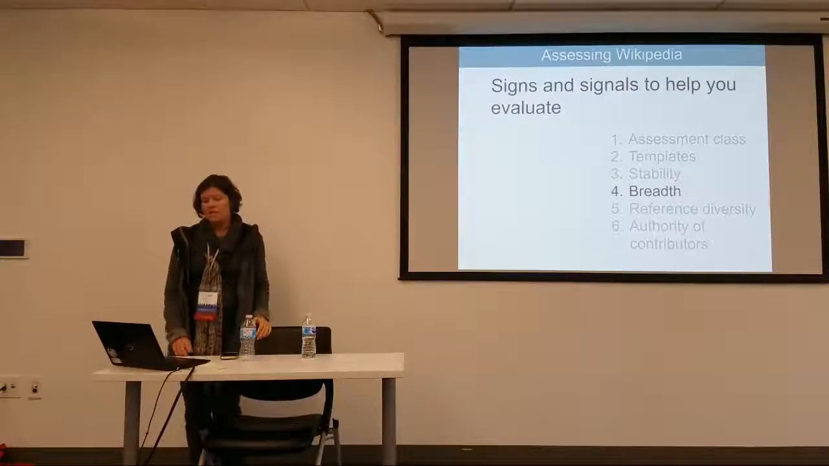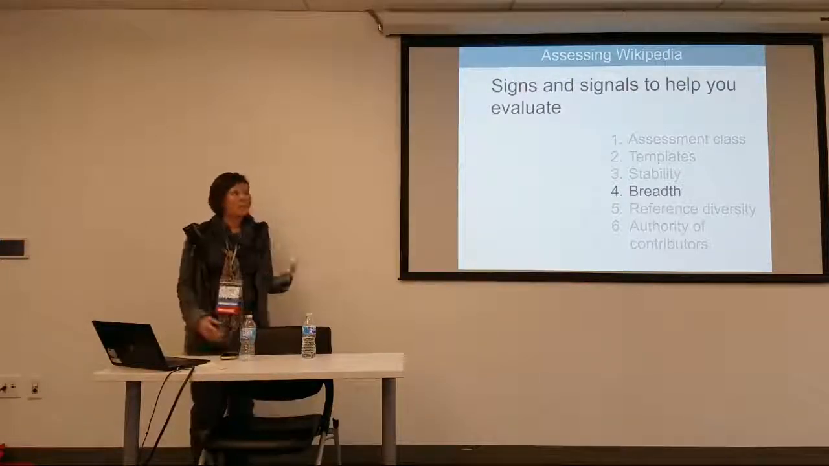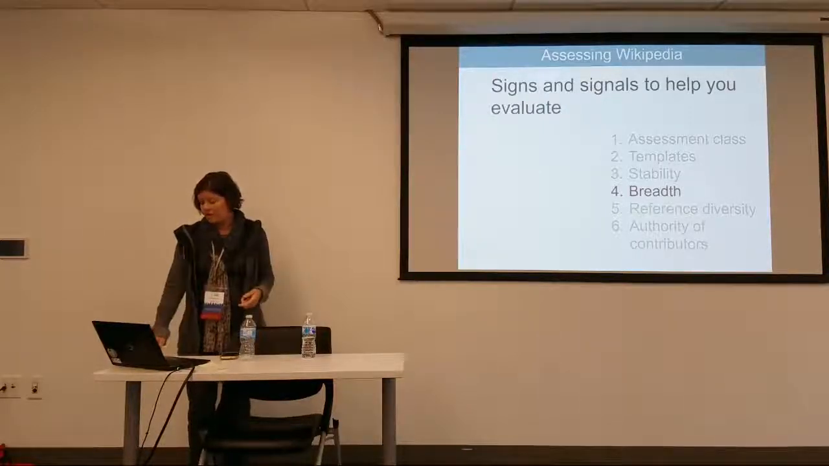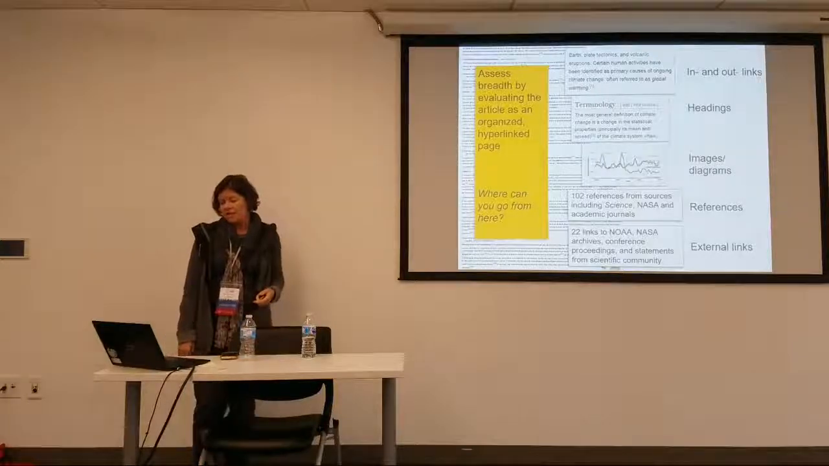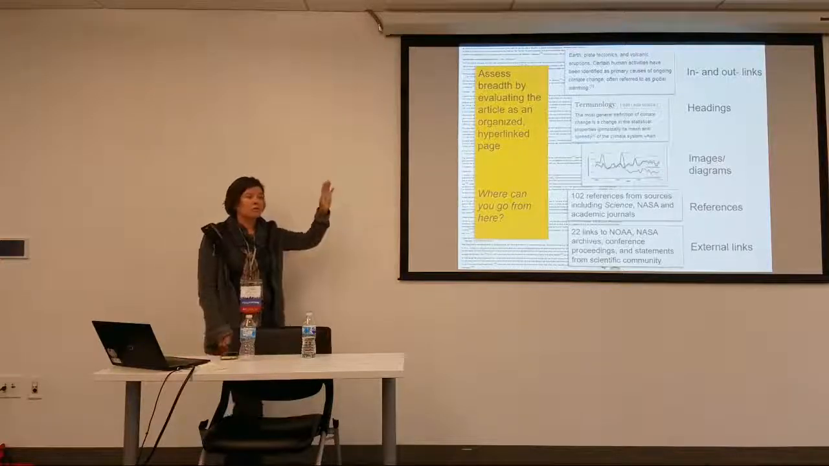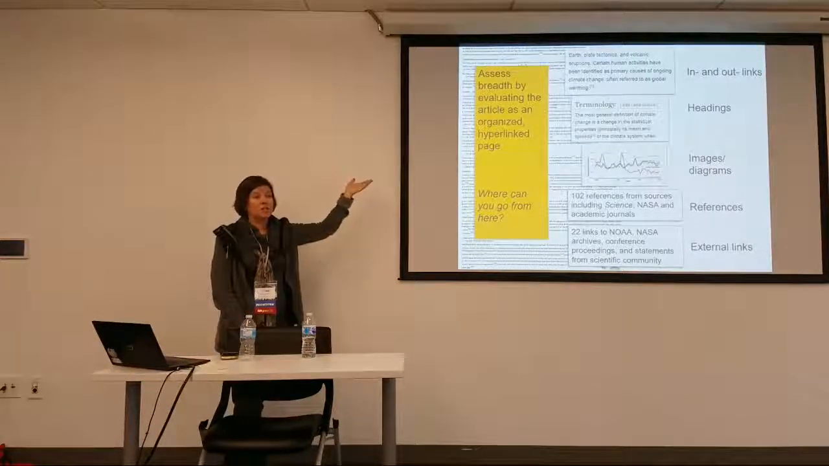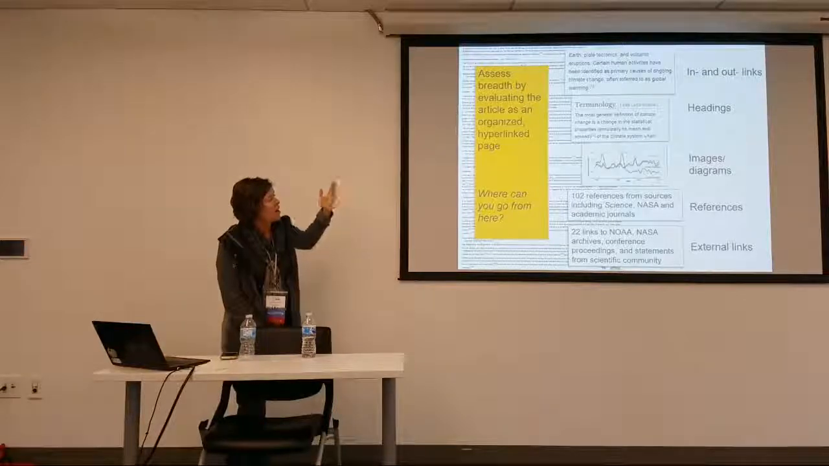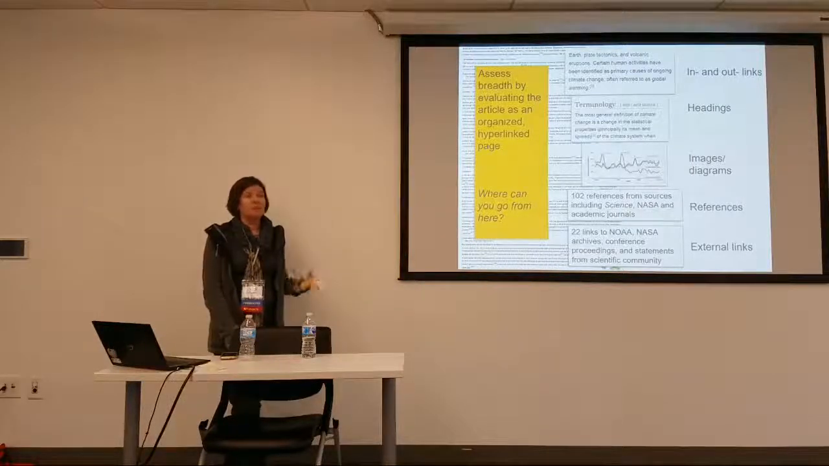Another thing you can do is look at the breadth of the article, like how in depth it is, what features does it cover. Here, things to look for are in and out links. So does this article refer to other parts of the encyclopedia, or is it just orphaned off by itself and not integrated into the encyclopedia? Does it use headings? Does it have things like images or diagrams? What are the references? Does it have credible references?